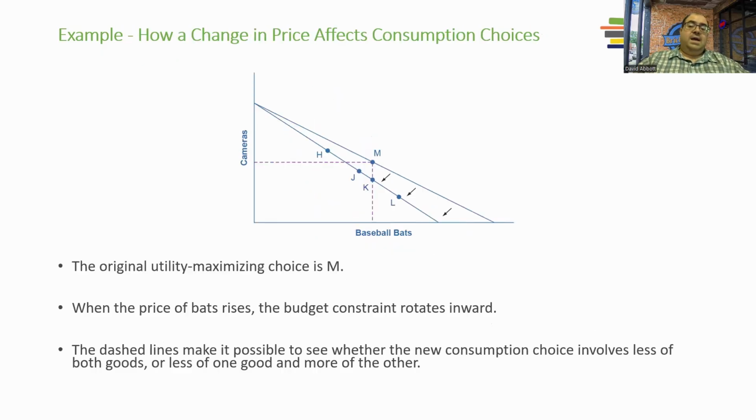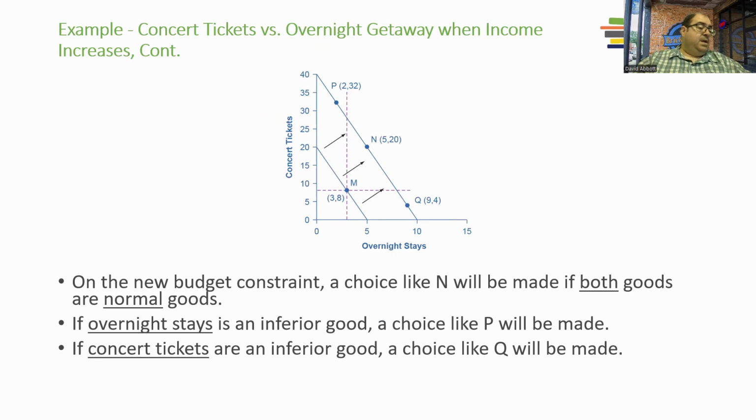A choice like P means that a rise in income caused her to increase her consumption of overnight stays, while a choice like Q would mean that the rise in income caused her quantity of concert tickets to decline. Goods where demand declines as income rises are called inferior goods.